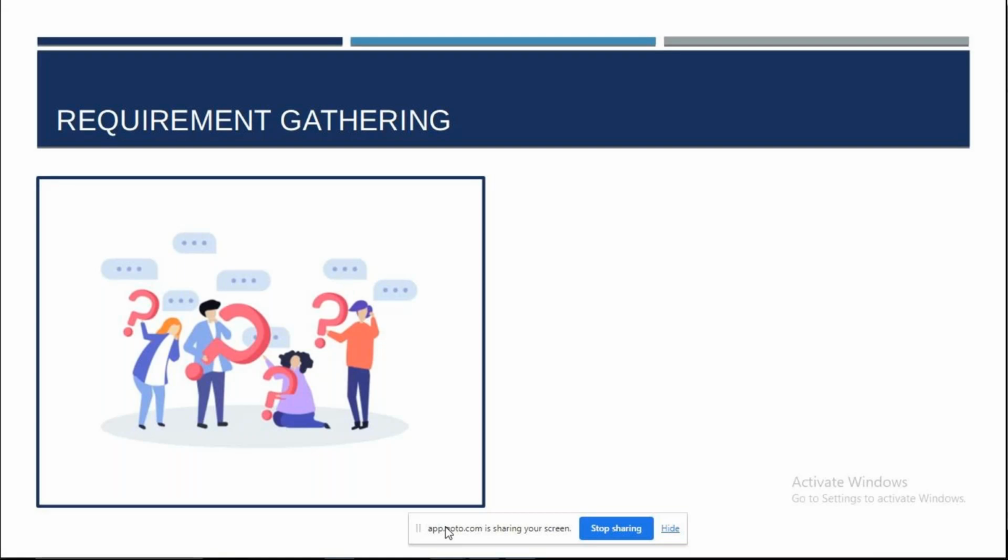So now we will go to the different phases of the performance testing life cycle. There are 5 different phases, guys: requirement gathering, test plan and design, test execution, test result collation, and test reporting. So first we are going to discuss requirement gathering.